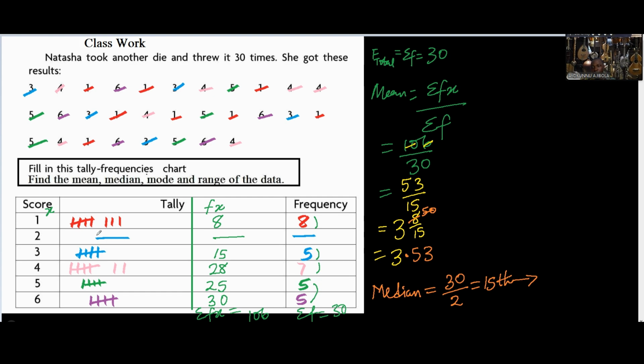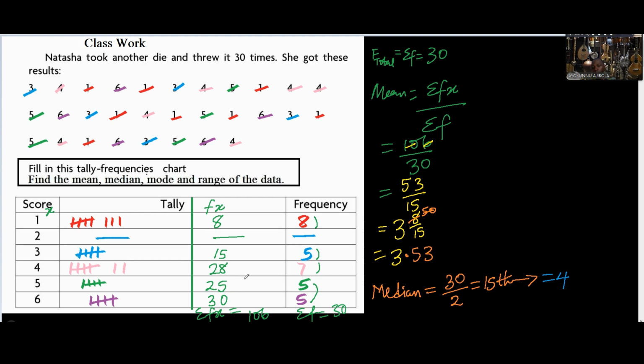Let's count. 1, 2, 3, 4, 5, 6, 7, 8. The eighth figure is 1. 9, 10, 11, 12, 13. The 13th figure is 3. So 14, 15. Whatever is the 15th one is going to be 4. So this is where the 15th position lies, and that means our median is 4. Is that clear? Yes. So median equals 4 because 4 is the one that falls in the 15th position if we arrange the numbers from the smallest to the biggest.